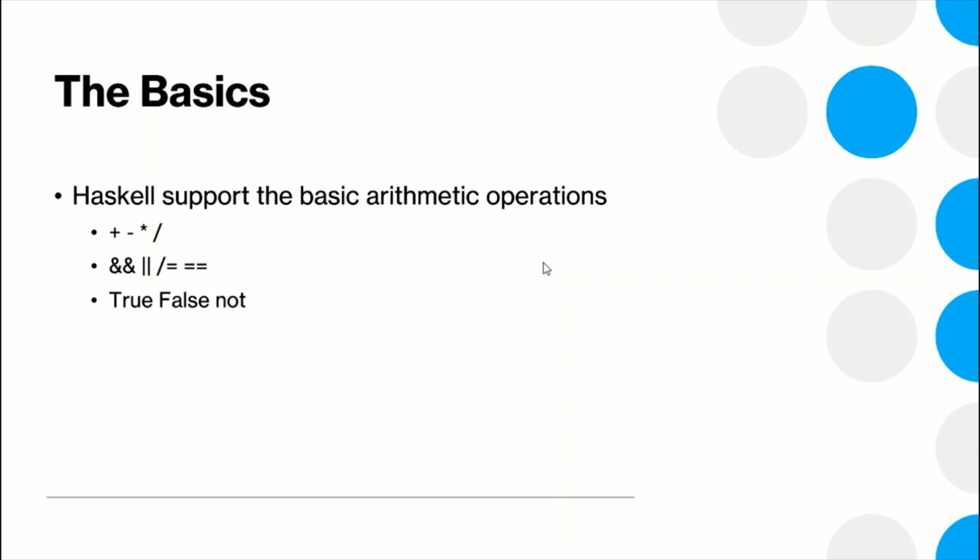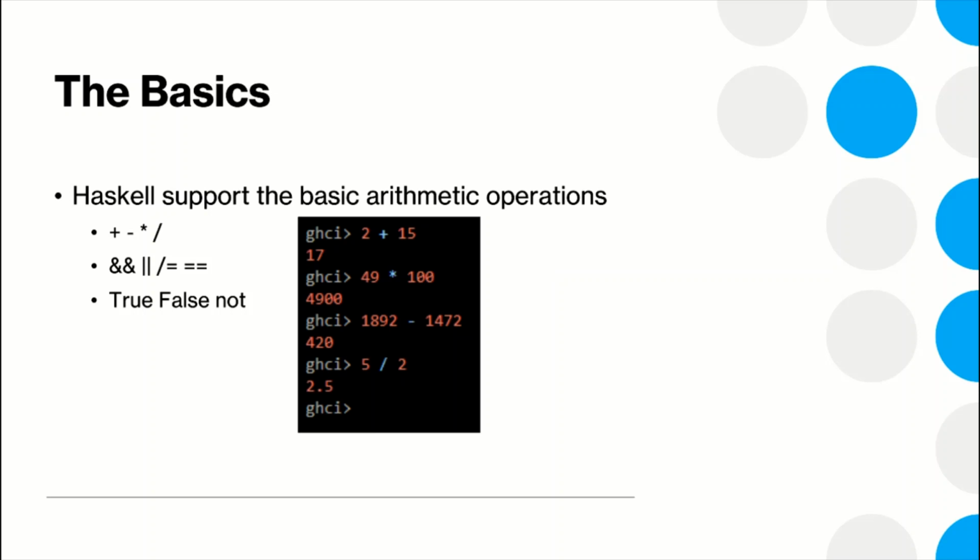So first, Haskell supports the basic arithmetic operations that are plus, minus, the product and the division operation. We have operators like and, or, not, equal, unequal, and the boolean values for true and false.